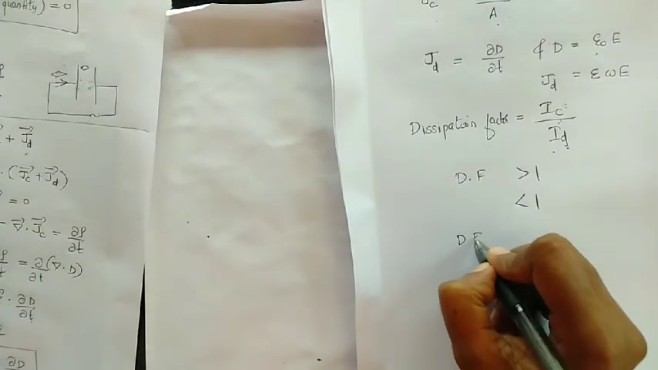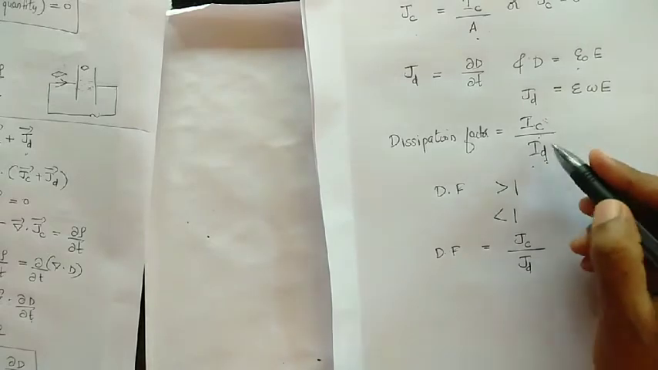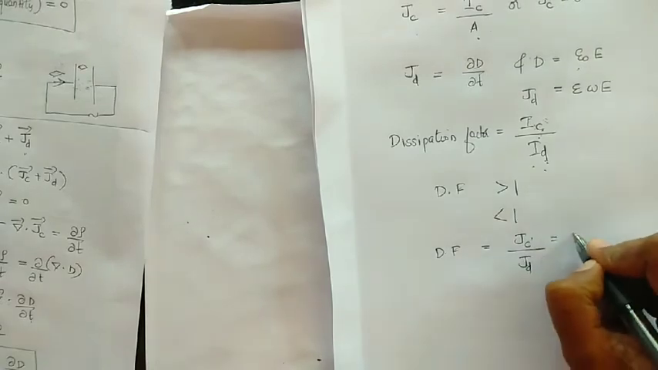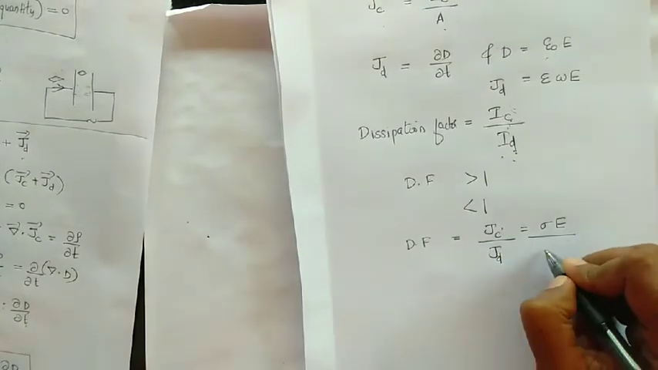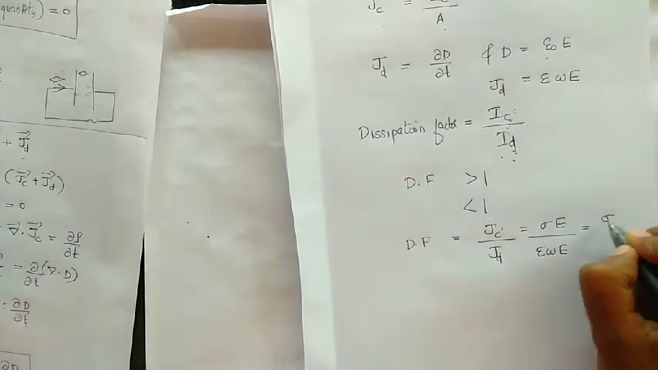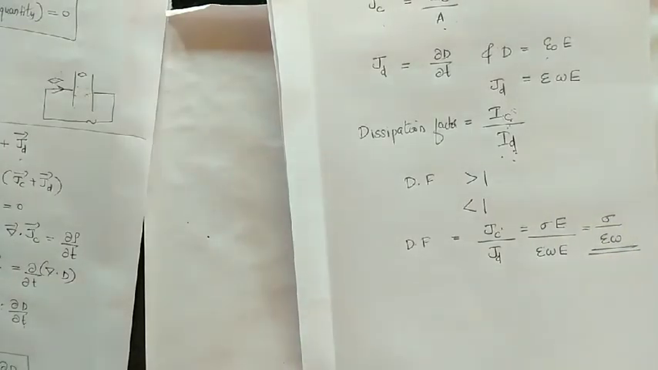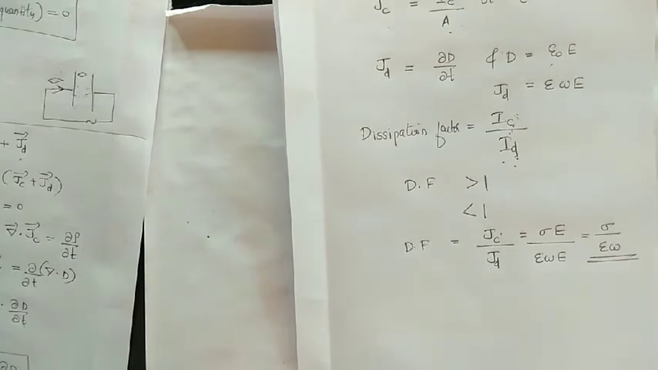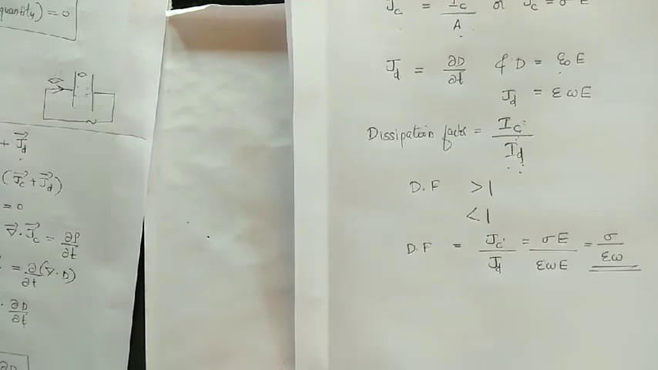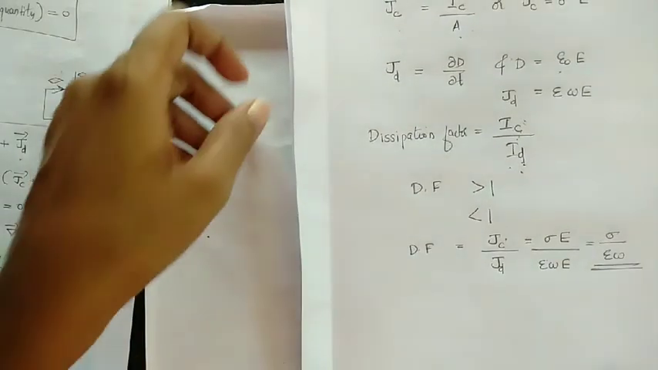Then dissipation factor is equal to JC by JD. It is actually conduction current density divided by displacement current density. So JC by JD. But JC was equal to sigma into E and JD is equal to epsilon omega E. Then it will become sigma by epsilon into omega. This is dissipation factor. So there is a comparison given in your note between conduction current and displacement current. All these points are given there in 2 columns. Study it. Okay.